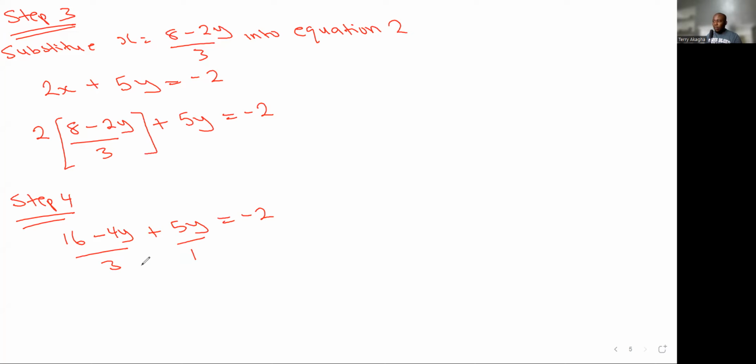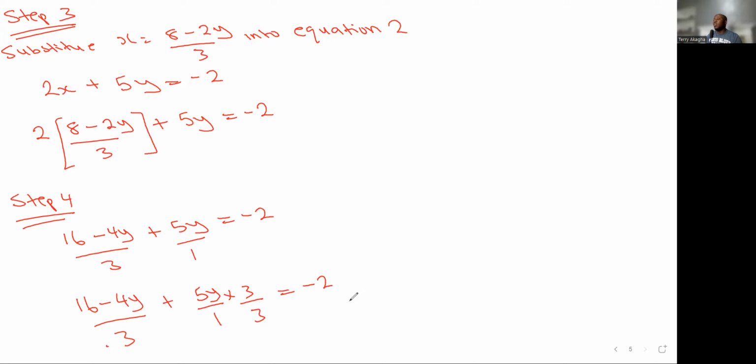So to make the denominator the same, I have to multiply this fraction by 3. So that means it's now going to become 16 minus 4y over 3, plus 5y over 1 multiplied by 3 over 3, equal to minus 2. So the aim is that I want to make both of these fractions have the same denominator.